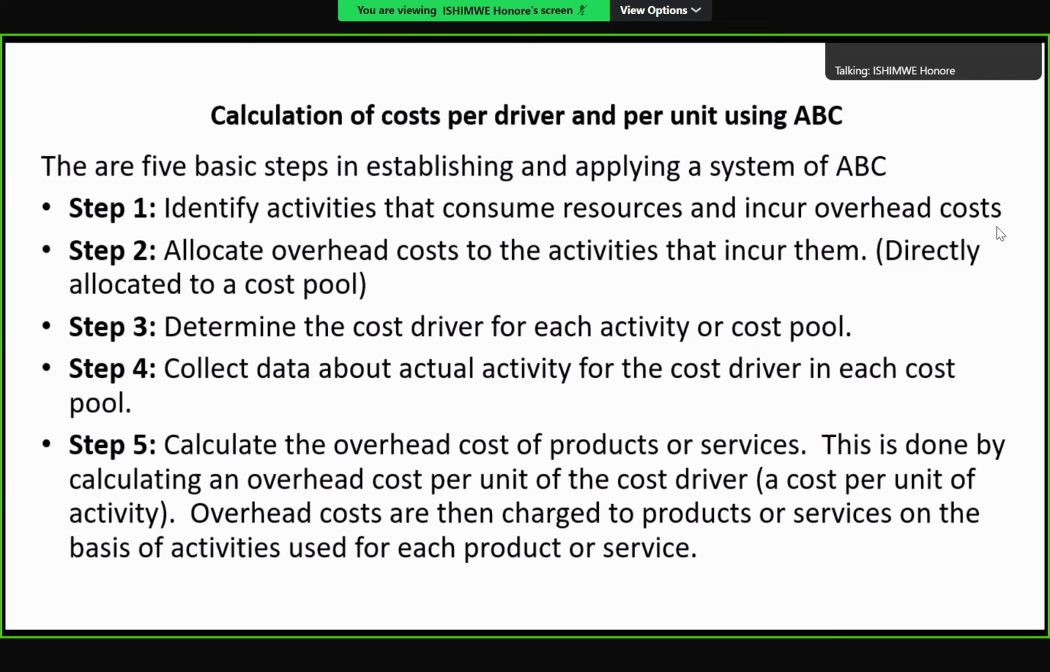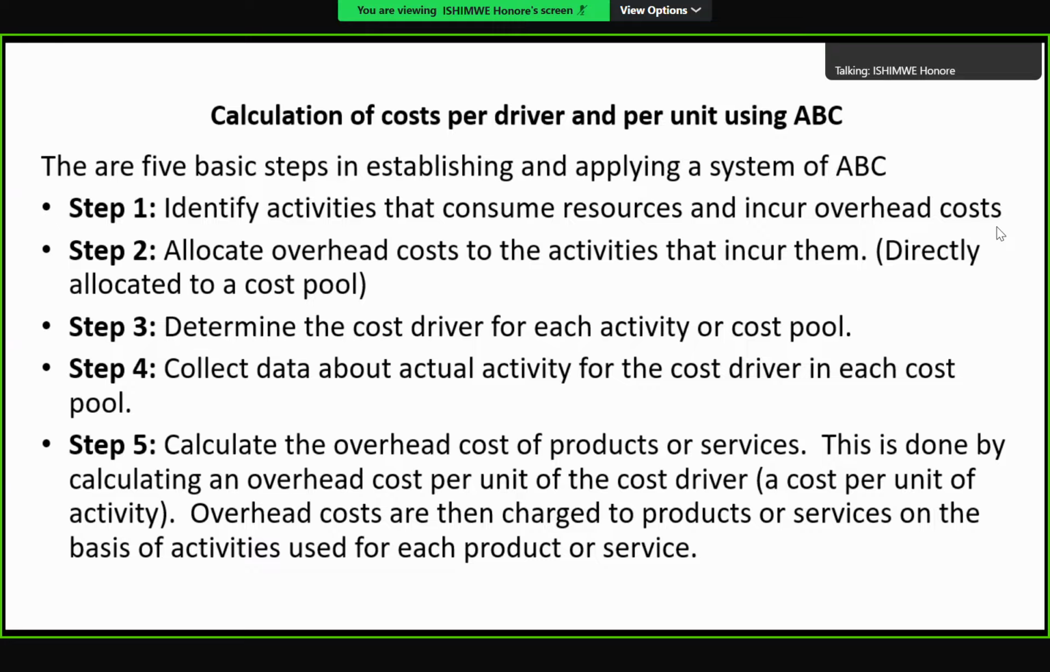They might ask you, as a qualified consultant or a specialist, to analyze the scenario given in a question and tell the board, or the people who have hired you, how they should implement activity-based costing. These are the steps you should follow when establishing this ABC system. First of all, you need to identify activities that consume resources and incur overhead cost.